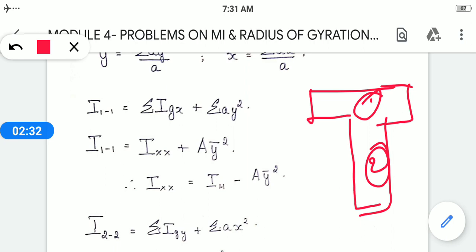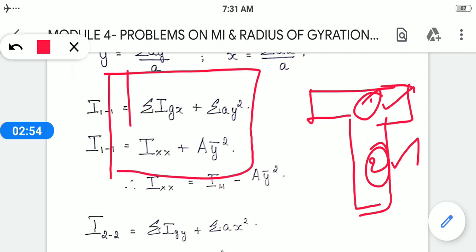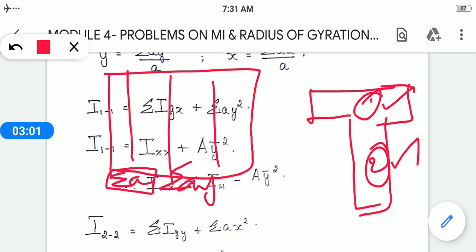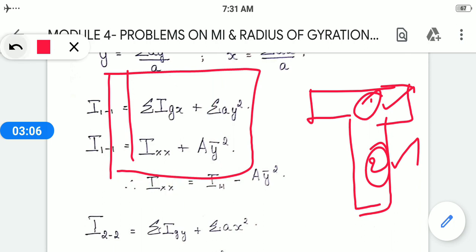I11 in the case of two elements means we have to take I of G1 of x, and for the second element we have to take I of G2 of x, or else we can put it in table form. I showed both methods in this class. You can adopt any one method. Both methods will give the same answers. One is where we put a table of all the values, take the summation of a, summation of ay and everything, and substitute in the formula. The other method is to substitute directly in the formula.